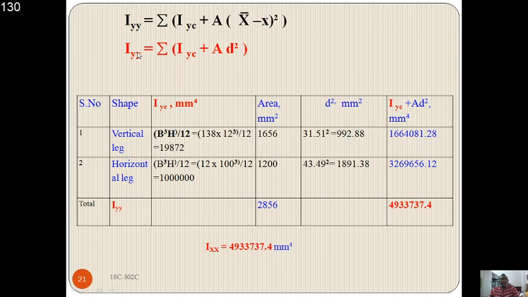Similarly for the Iyy, you follow the same procedure. Being asymmetric about the Iyy axis also, get the total values. Just substitute those values and you will get the Iyy also. Here it is Iyy. Okay.